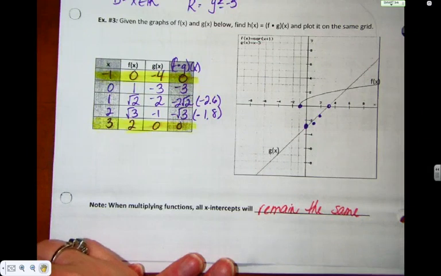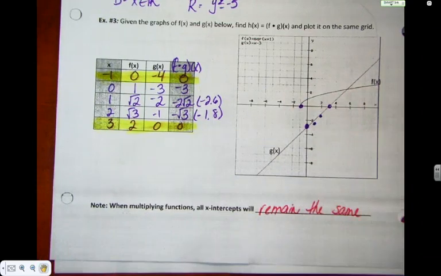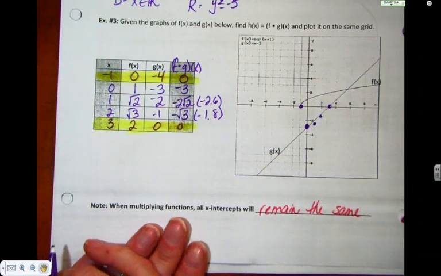Okay, how do we join these points? What does this look like? What happens when you multiply a square root by a line? Is it going to be curved or is it going to be straight? Why is it going to be curved? Because the square root is curved. So if you have anything curved, the answer is going to be curved. What is it going to curve like?